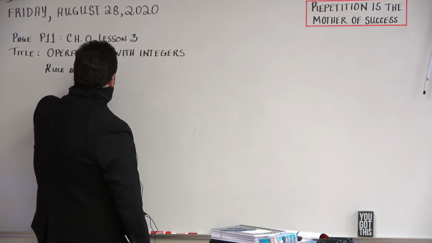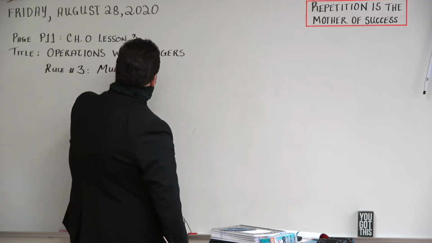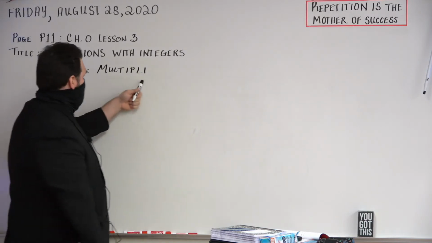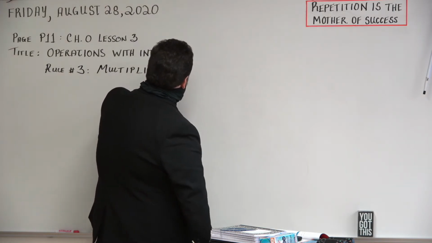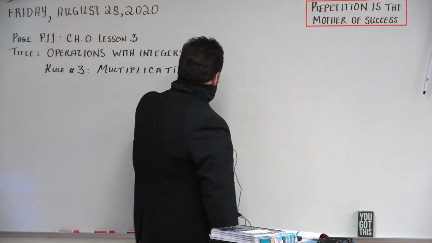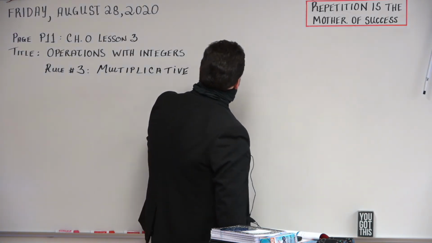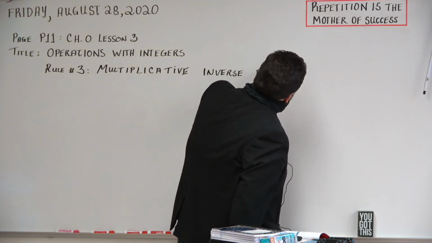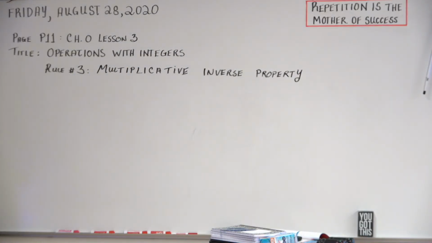Multiplicative, that's a tongue twister. M-U-L-T-I-P-L-I-C-A-T-I-V-E, multiplicative inverse property, I-N-V-E-R-S-E, property, P-R-O-P-E-R-T-Y. Multiplicative inverse property. This one's fun. This one might be something new for you.